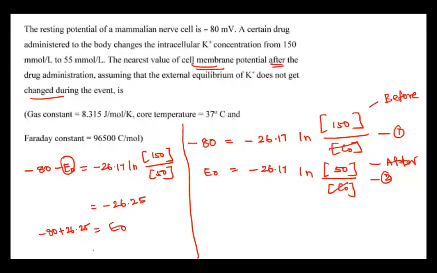So what is the answer? 53.75. So this is your membrane potential. Okay, so we have 53.75 minus millivolt. Very simple calculation. Just apply your mindset. Outside cell, inside cell, they add the drug. That is a small trap. It is only the trap of before and after drug administration.